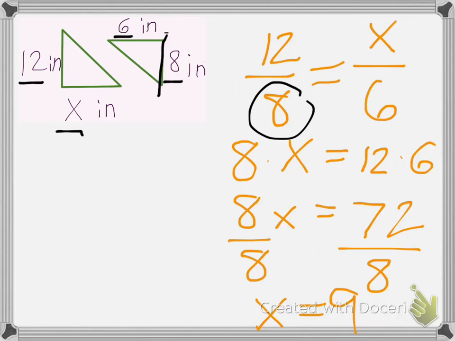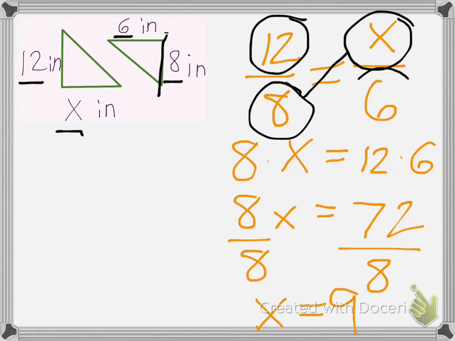Then you would cross multiply the 8 by the x, and cross multiply the 12 by the 6. 8 times x is equal to 8x, and 12 times 6 is equal to 72. Then divide both sides by 8, and x would equal 9.